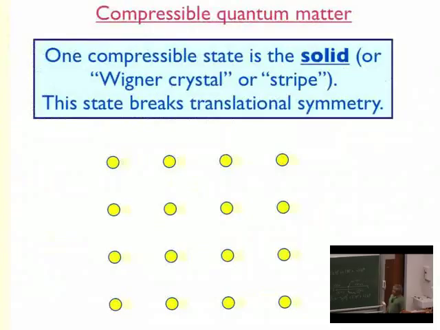Okay. Yes? The Wigner crystal, the one over R, I mean... Okay. Right. Yeah, there are some caveats of that type.